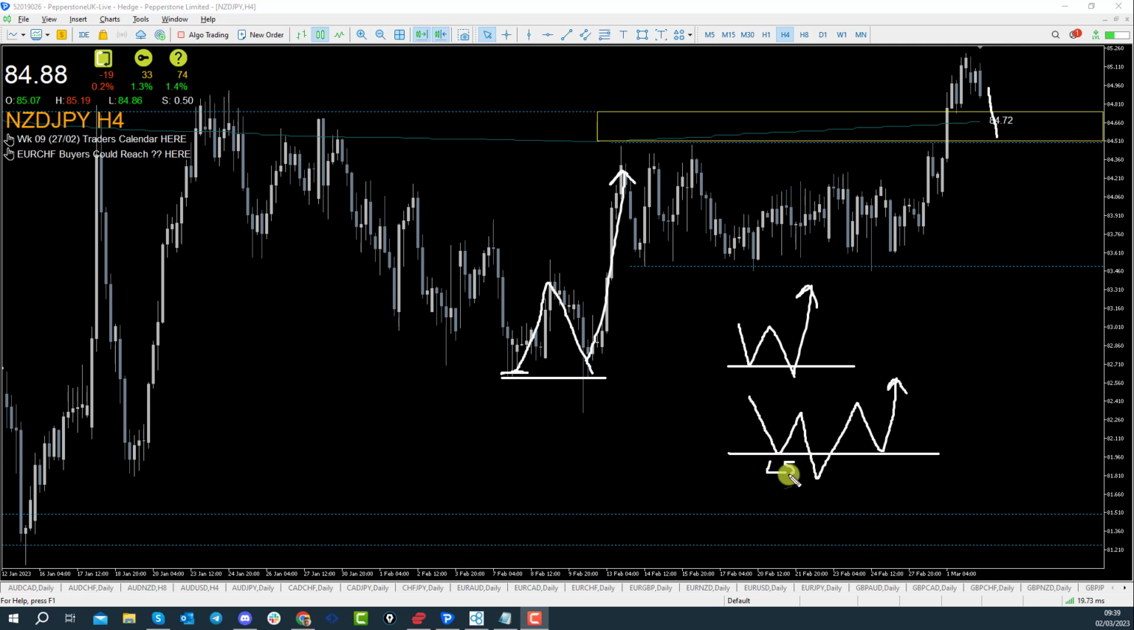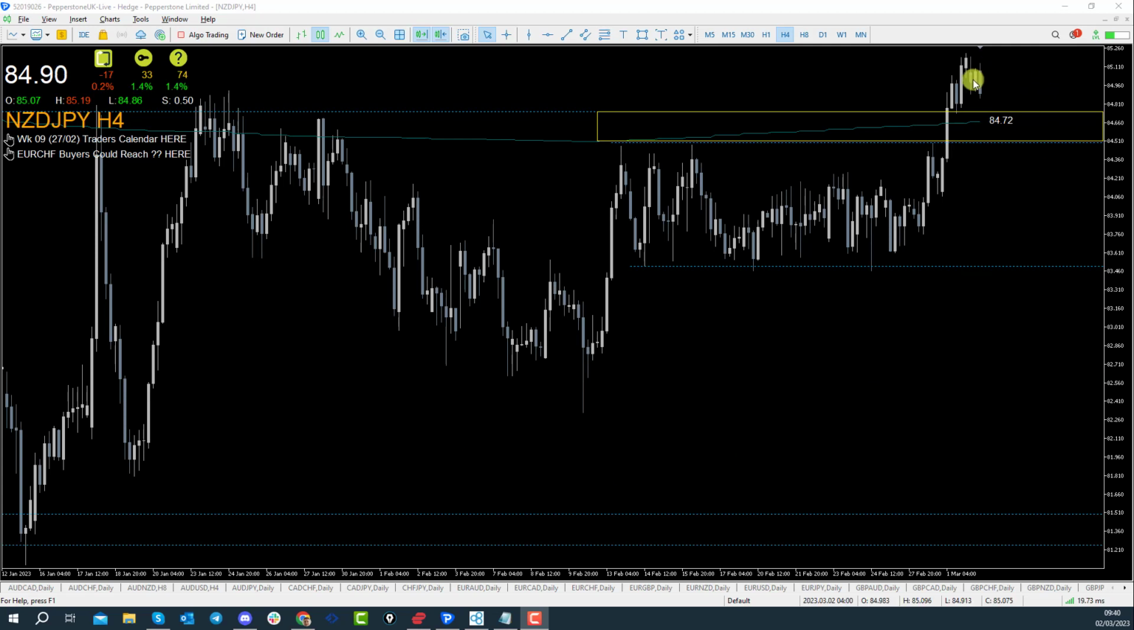So you have the left shoulder here, the head is a lower low, the right shoulder then will usually find support around about the left shoulder. Okay, so that'll be your opportunity to take price to the upside. So that's what I'm going to be looking for in and around this zone.